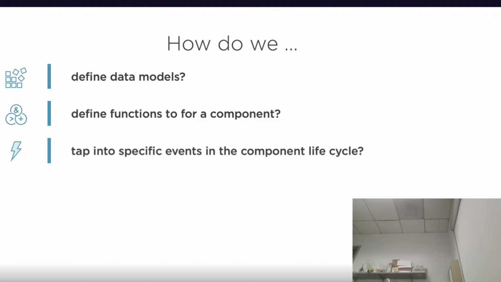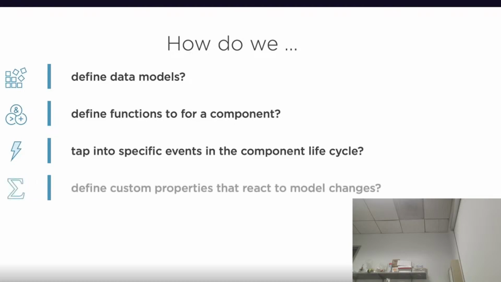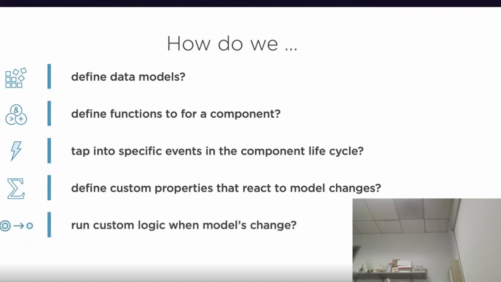Now, when a component starts up, there's different events that we may want to tap into, and maybe when it cranks back down. We'll look at the different life cycle inside the component and how we can access it. Sometimes we need to be able to define custom properties that can react to other property changes. And of course, sometimes we want to run custom logic when a model changes too. So maybe when a certain data property like a customer changes, we want to run some asynchronous logic.